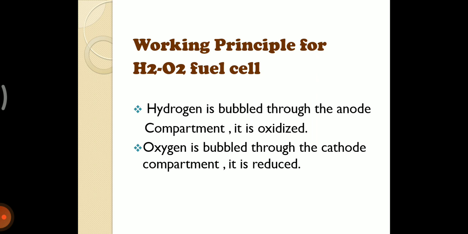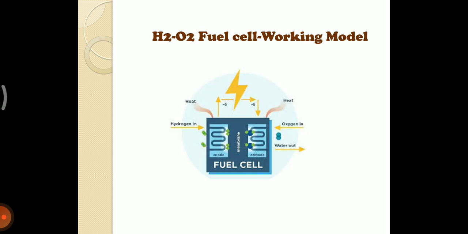Next, the working principle. Hydrogen is bubbled through the anode compartment, where it is oxidized. Oxygen is bubbled through the cathode compartment, where it is reduced. This is the working model of the fuel cell. In the anode compartment, hydrogen is oxidized and releases electrons. These electrons are absorbed by the cathode, and finally water is released. Electricity is also produced.